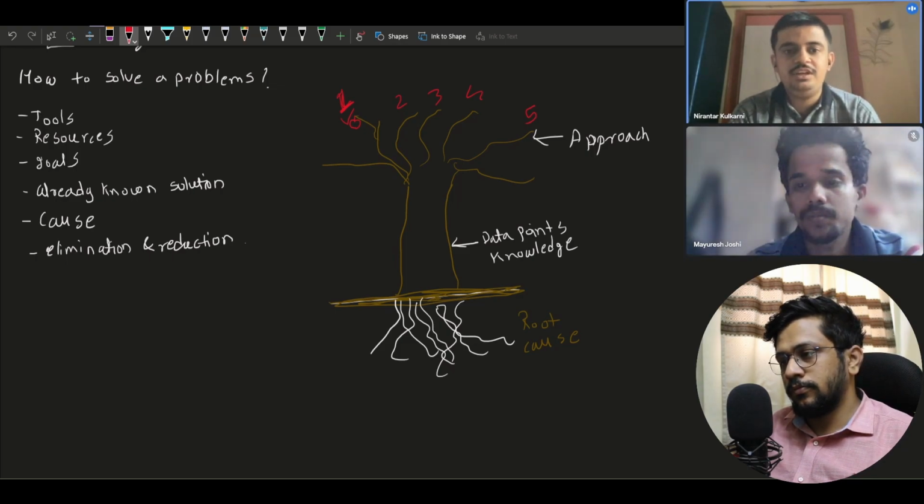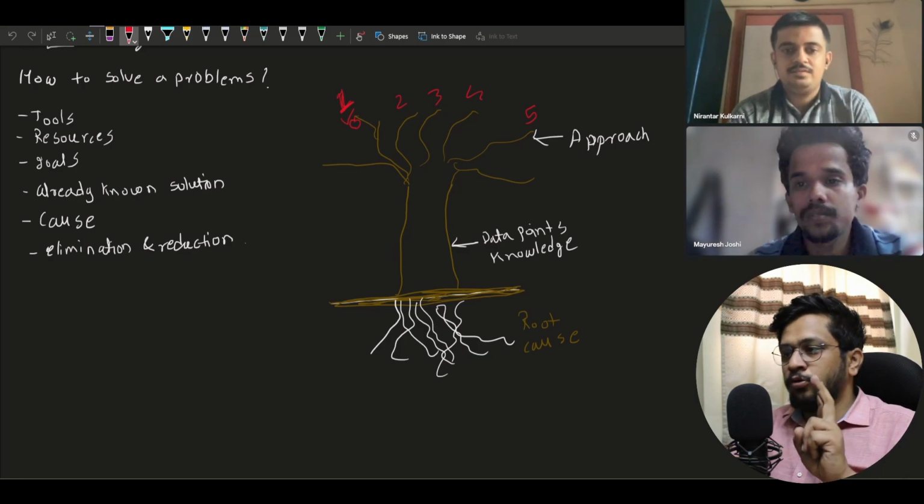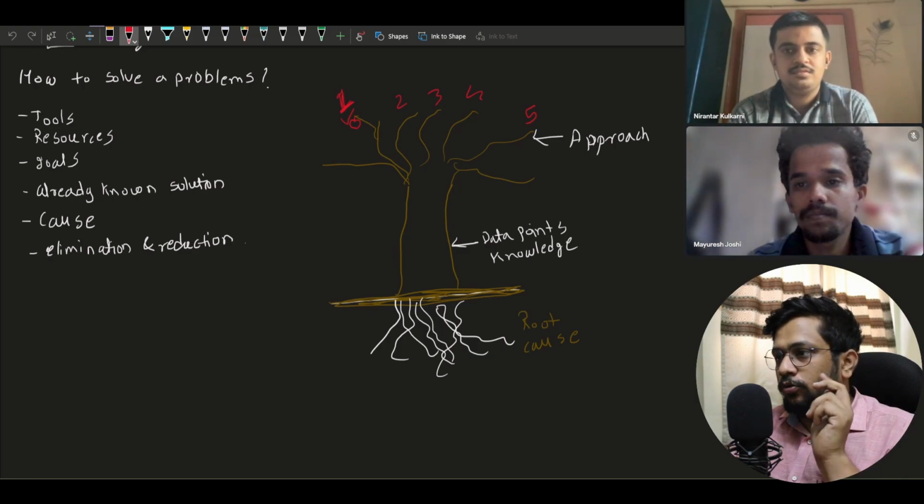Because our next step is collecting data points and knowledge. So defining the root cause will not be based on facts, right? Because facts we are collecting after defining the root cause. So we are hypothesizing the root cause, right? Correct. Assumptions. Correct. So there are two types of problems: open-ended problems and close-ended problems.